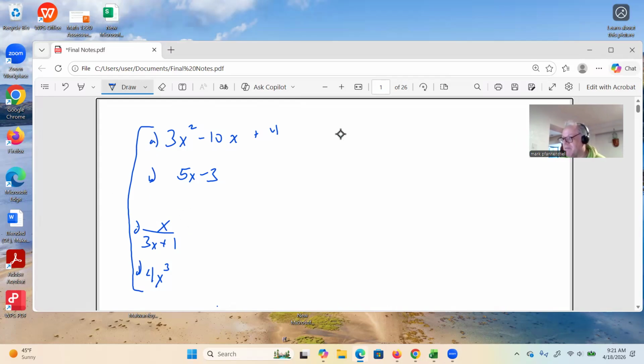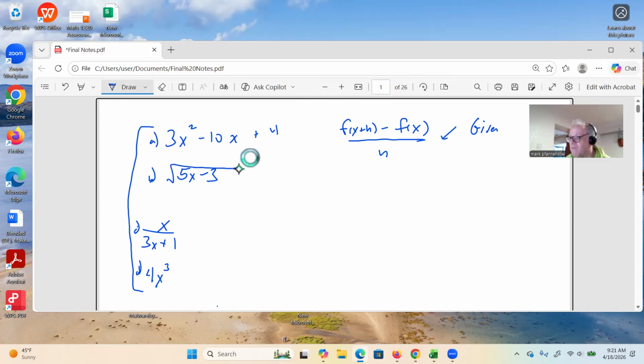And as usual, the problem is written, find the difference quotient f of x plus h minus f of x all over h. This formula is given. Don't memorize it. You'll have to next semester, but you don't have to memorize this. But I'm going to give you one of these problems. Pick one. I'm not going to pick all of them. It's too much work, and I will go through and do this.